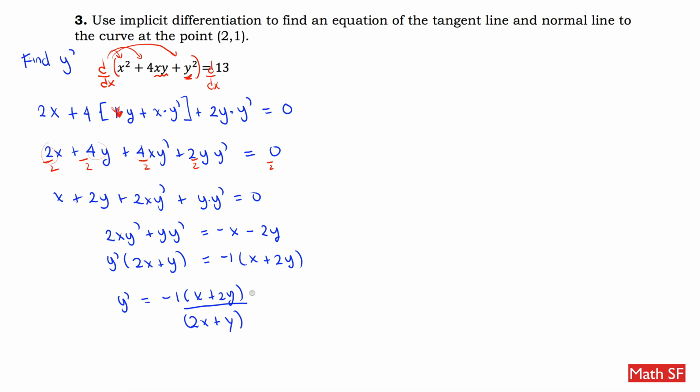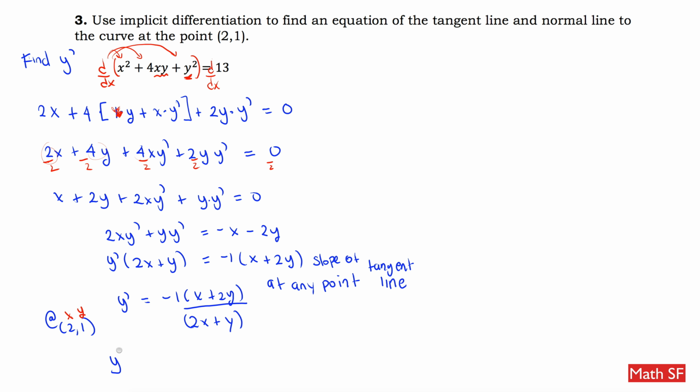But this is the derivative at any point. If this is the derivative at any point, I mean the slope of the tangent line at any point, we're being specific. They want us to find the equation of the line at the point (2, 1). So at the point (2, 1), this is x and this is y.